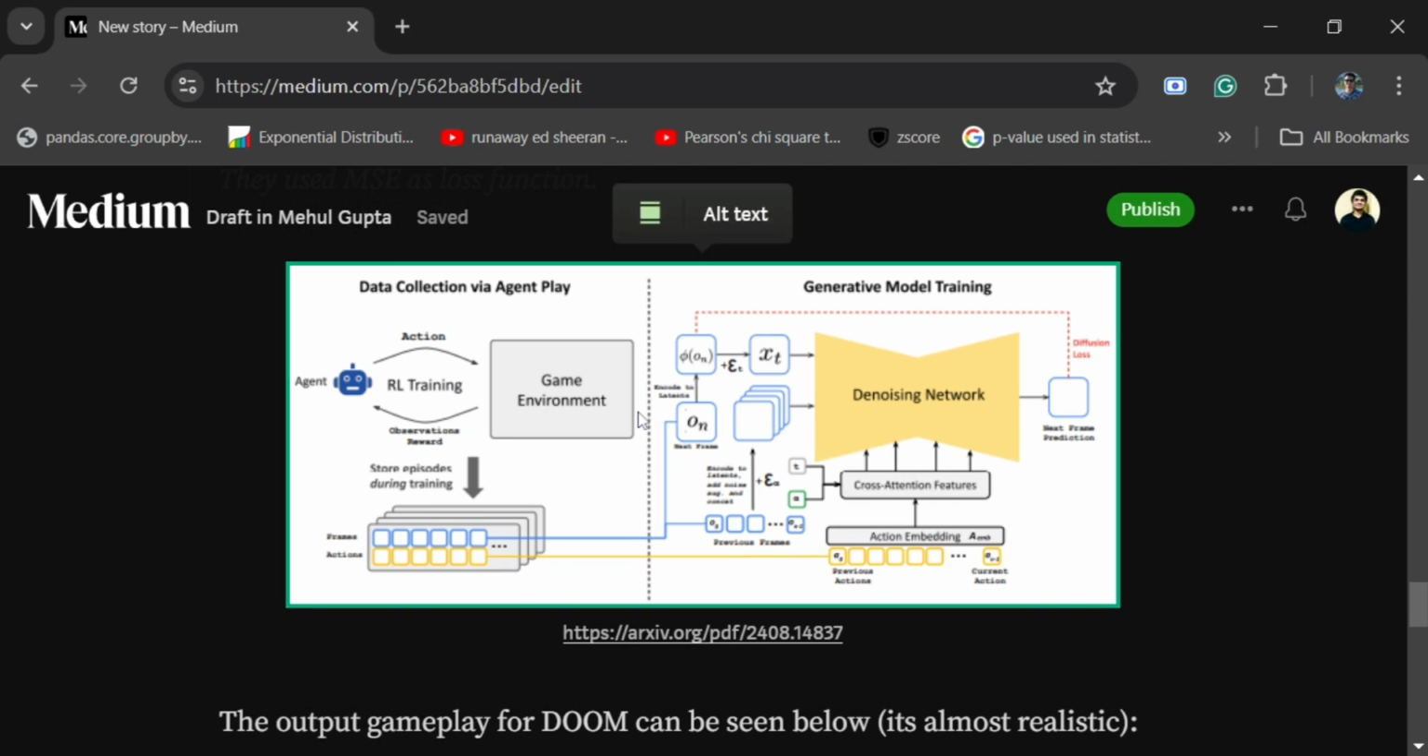Now this is the particular architecture that is being used. I'm not jumping into detail. The first section is data collection. As you can see, they trained a reinforcement learning agent in a gaming environment and collected the data. Then the generative model training happens in this way, using cross attention features and a denoising network. I hope this is fine. We are not jumping into details, else it will become very complicated.